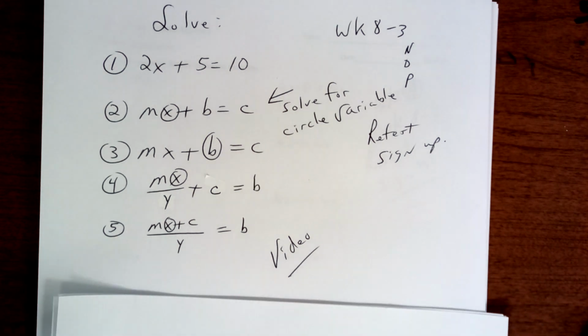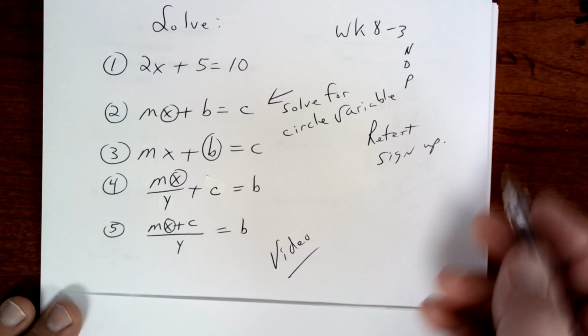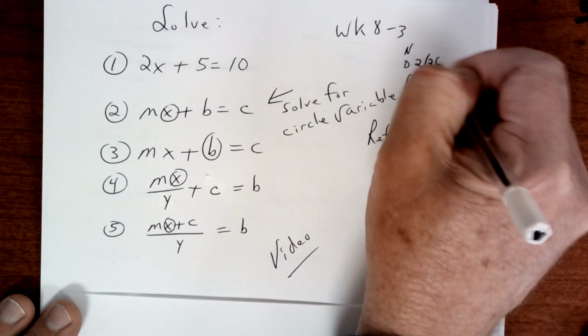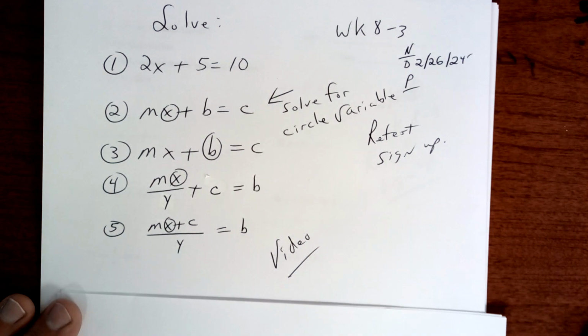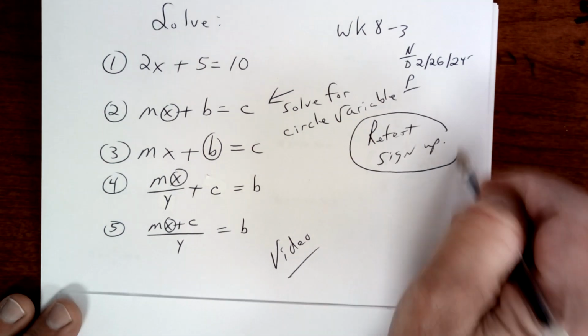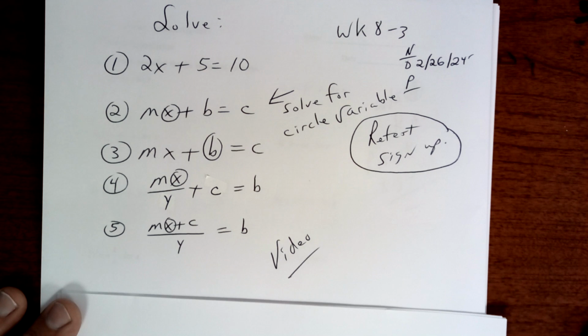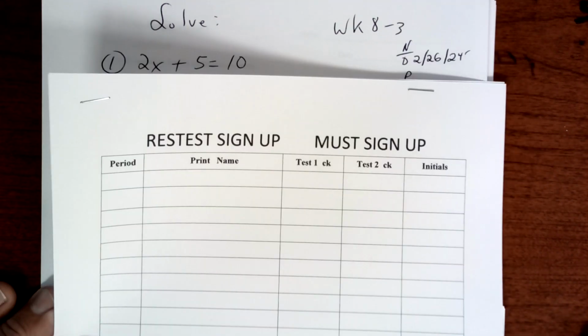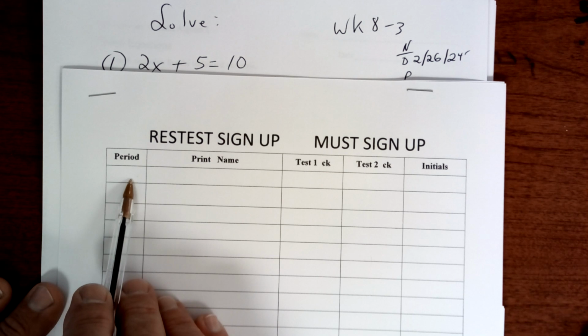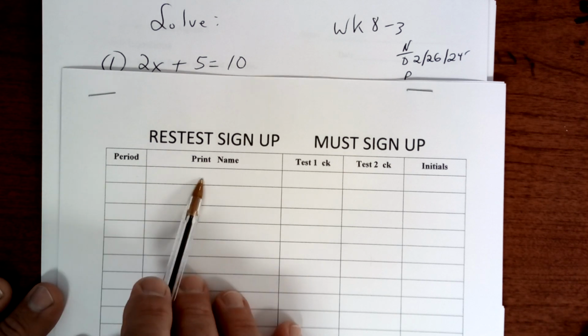Before we get started, today is 2/26. Make sure you put your name, date, and period. Also, retest sign up. The sign up sheet is right here. Let me show it to you. You must put your period neatly. I need to be able to read it. You must print your name.